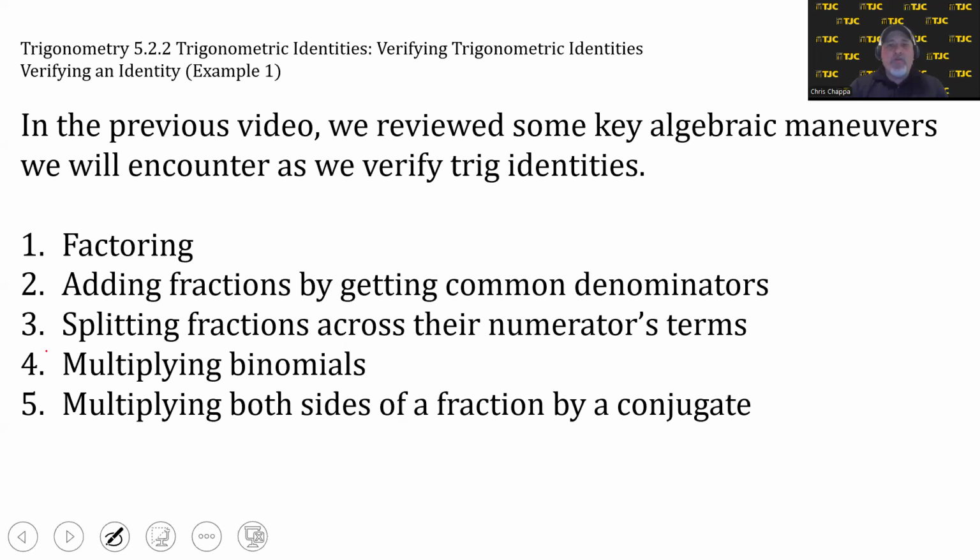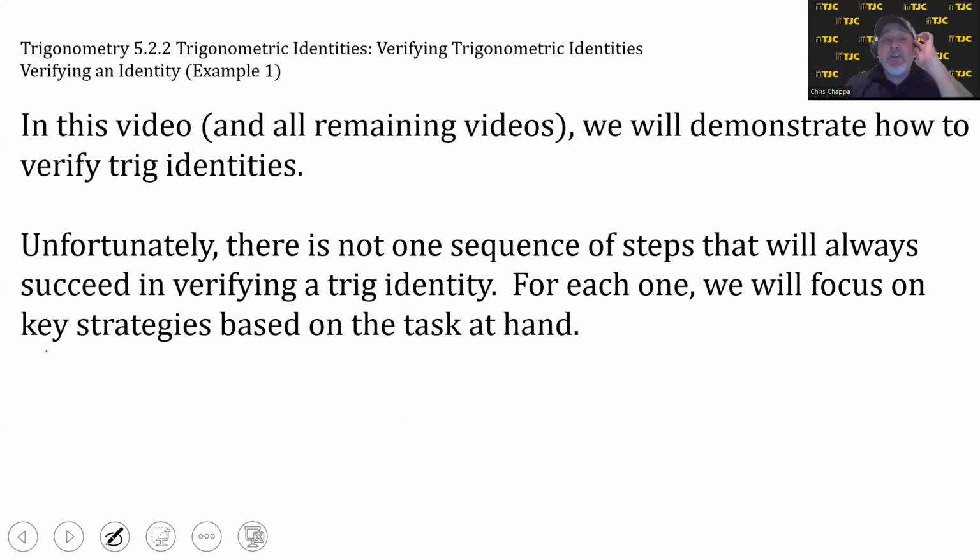In the previous video, we reviewed some key algebraic maneuvers we will encounter as we verify trig identities: factoring, adding fractions by getting common denominators, splitting fractions across their numerators' terms, multiplying binomials, and multiplying both sides of a fraction by a conjugate. In this video and all remaining videos in the series, we will demonstrate how to verify trig identities. Unfortunately, there is not one sequence of steps that will always succeed in verifying a trig identity. For each one, we will focus on key strategies based on the task at hand.